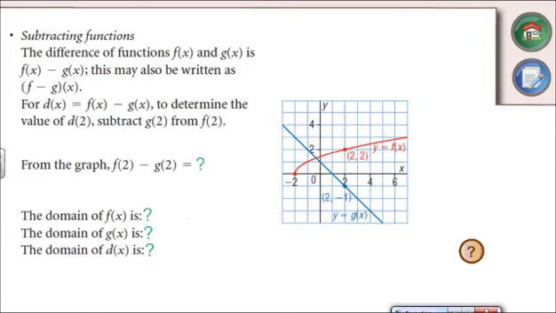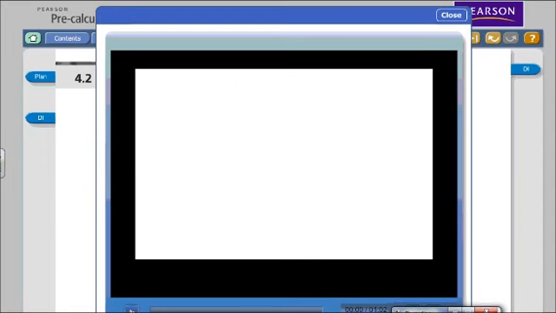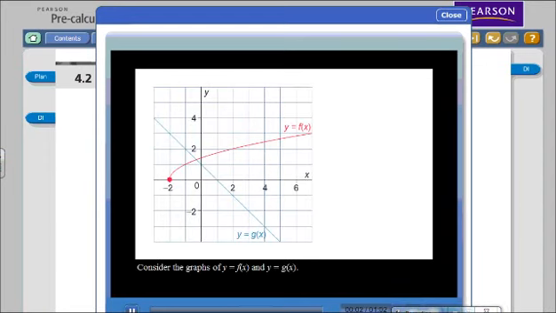And without further ado, because that lady did such a great job of explaining, we're going to have her explain this subtracting. Consider the graphs of y equals f at x and y equals g at x. The difference of the functions f at x and g at x is f at x minus g at x. This may also be written as f minus g at x. I let d at x equal f at x minus g at x. Here is the graph of y equals d at x.